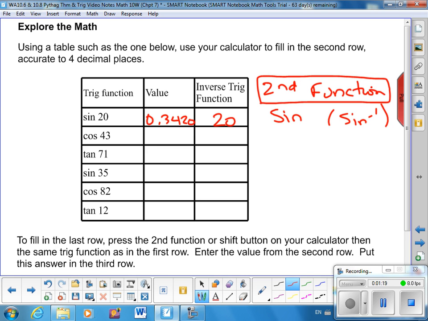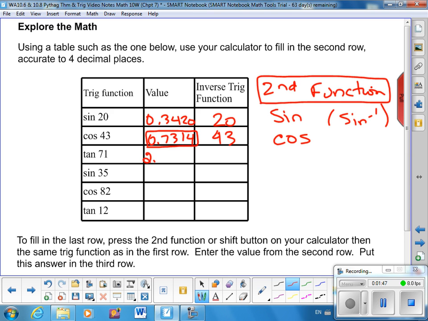Okay, let's try it with the cos of 43, 0.7314. And then if I press second function cos, I will get 43. What the calculator is doing is saying for the ratio of 0.7314, what is the angle? And using the second function button will actually tell you the angle, so 43.